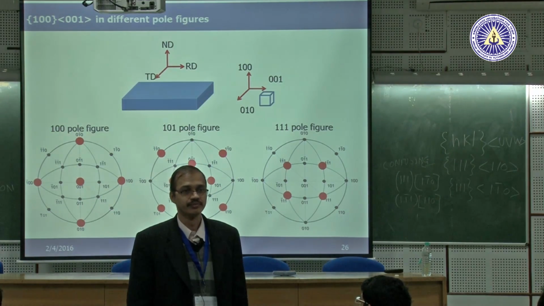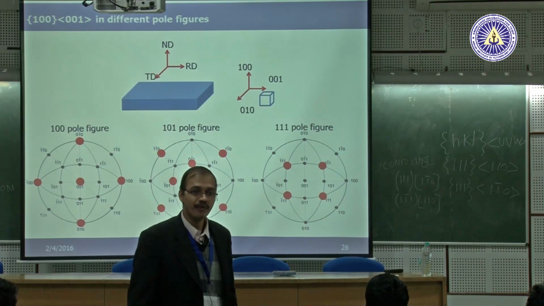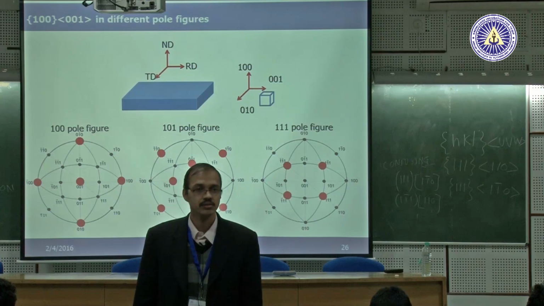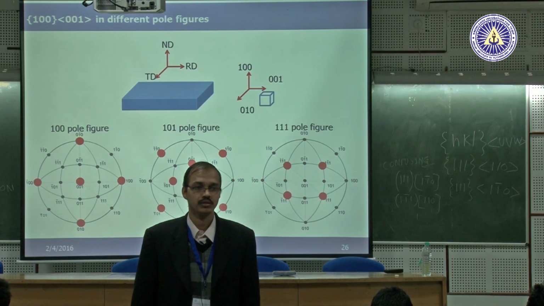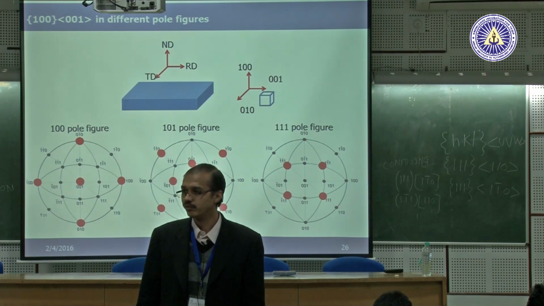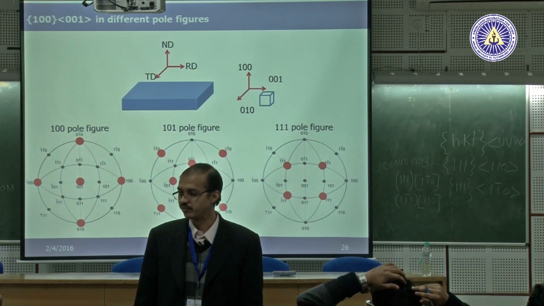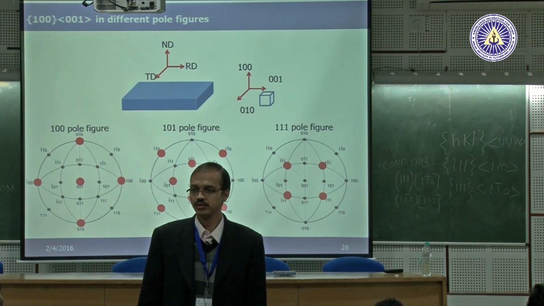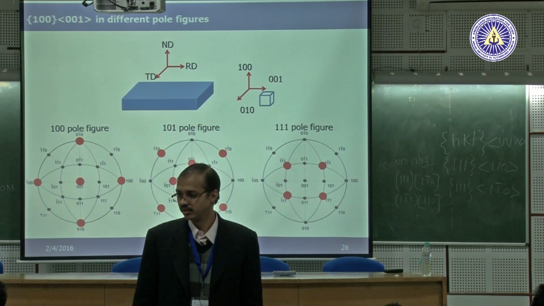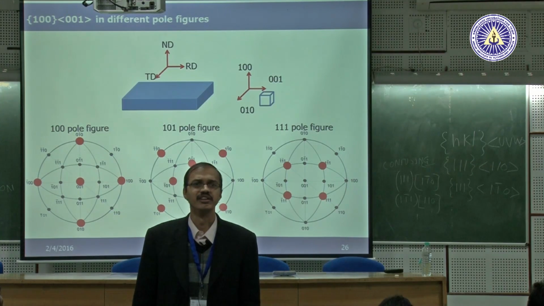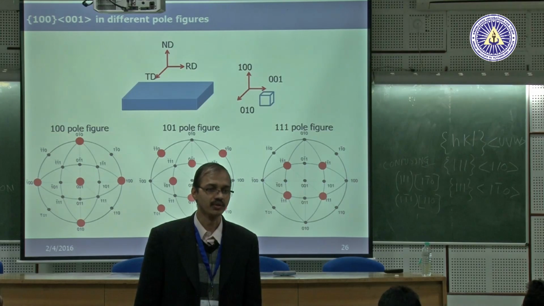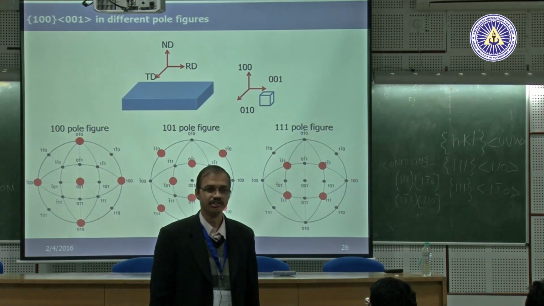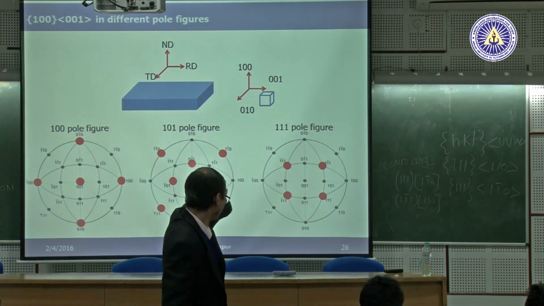Now look at the third figure over there, 1 1 1. What is the angle between 100 and 111? Calculate. 1 over root 3. Cos inverse of 1 over root 3. What is that? Around 54 degrees? No, 71. Who's good at calculations? It should be around 70. Around 70 degrees, right? So that is what you are seeing over there.